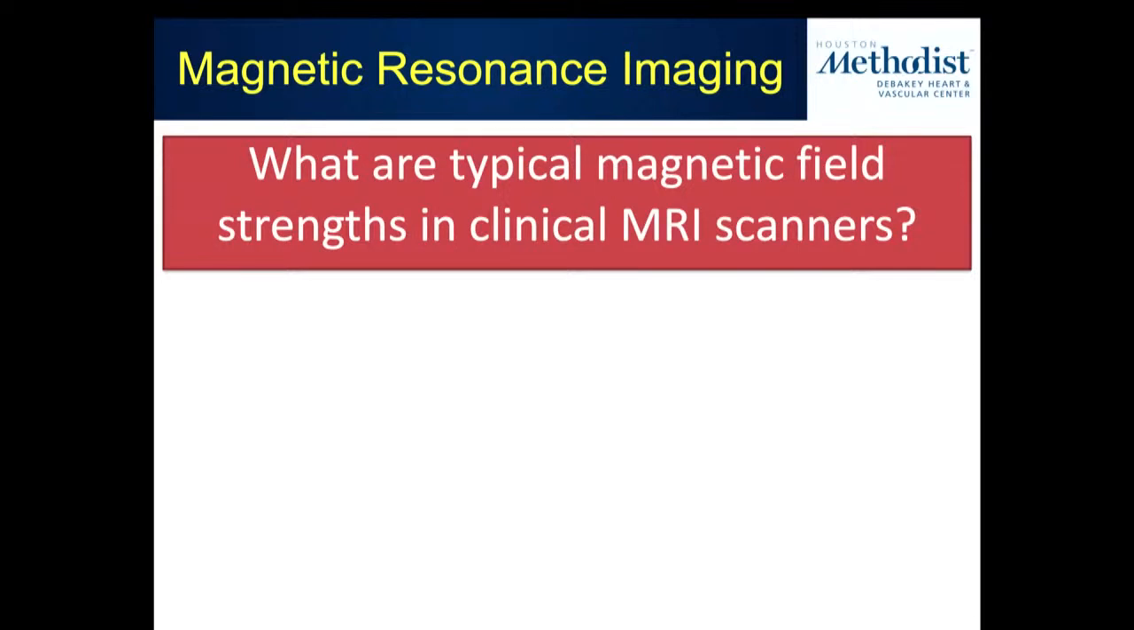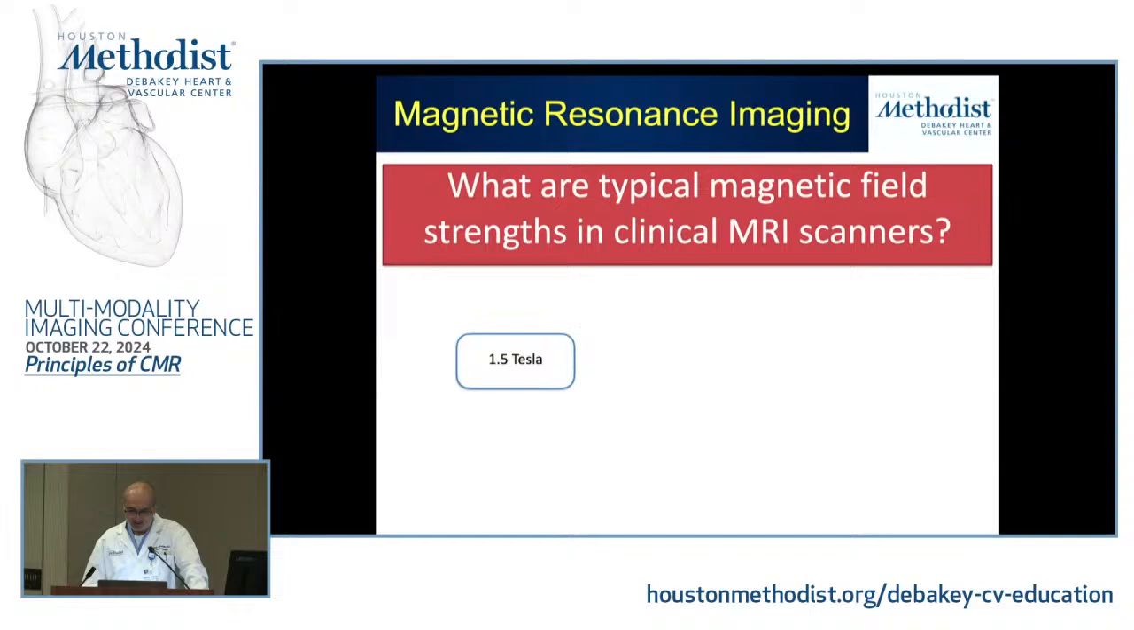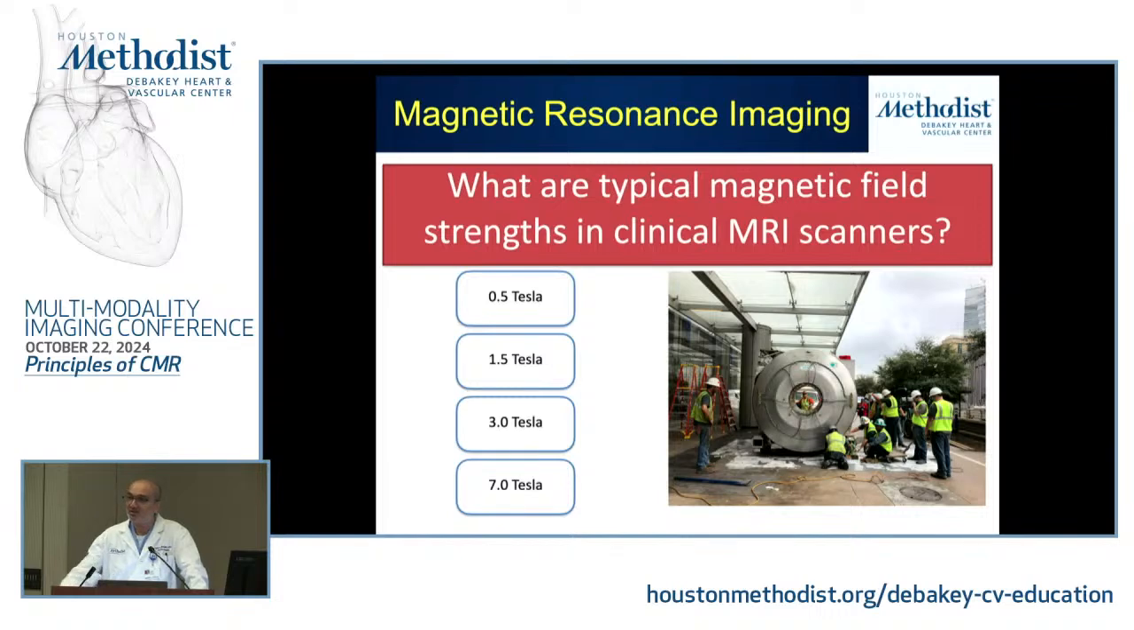Okay, so here's a question. What are the typical magnetic field strengths that are used in clinical MRI scanners? 1.5 Tesla, 3 Tesla, 0.5 Tesla, 7 Tesla. Which ones are they? 1.5 and 3. Yeah, so most clinical imaging is 1.5 and 3 Tesla.